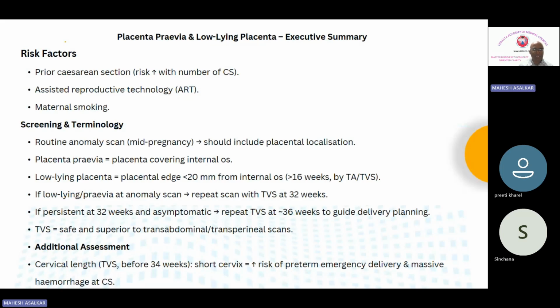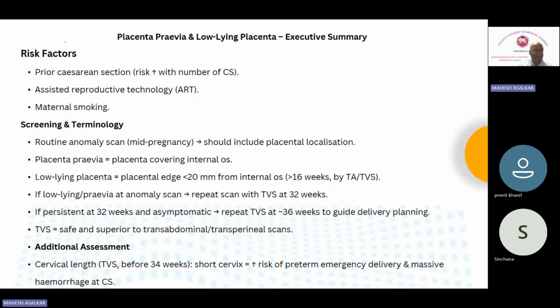Okay, so the risk factors for placenta previa will include prior cesarean section, and there is an association with the number of cesarean sections. The more the number, the more the risk for placenta previa. Also, an association with ART, assisted reproductive technology, and maternal smoking is known. So apart from these risk factors, that is a previous history of cesarean section, assisted reproductive technology, and maternal smoking, what we need to remember here is the number of cesarean sections, because there will be a question on this in the SBA. We will go into the details in a subsequent slide.